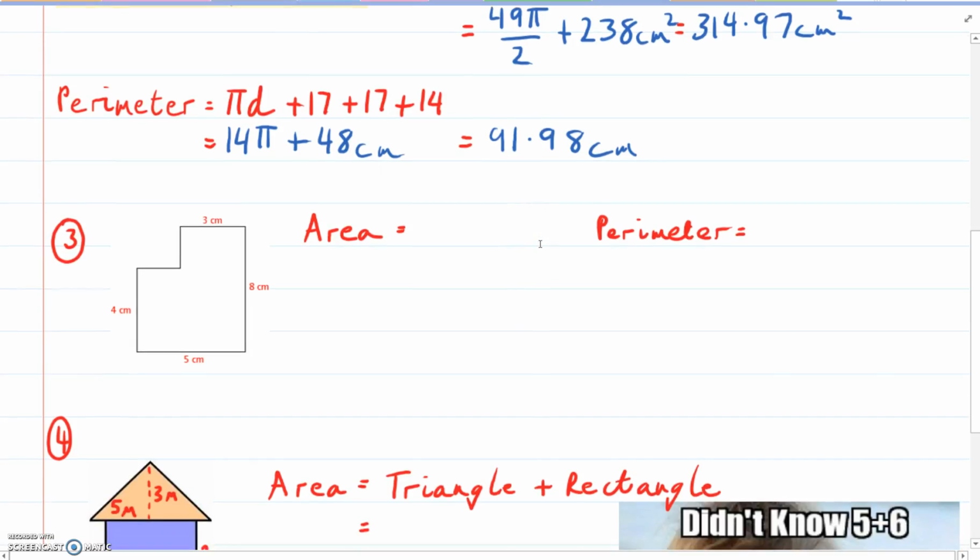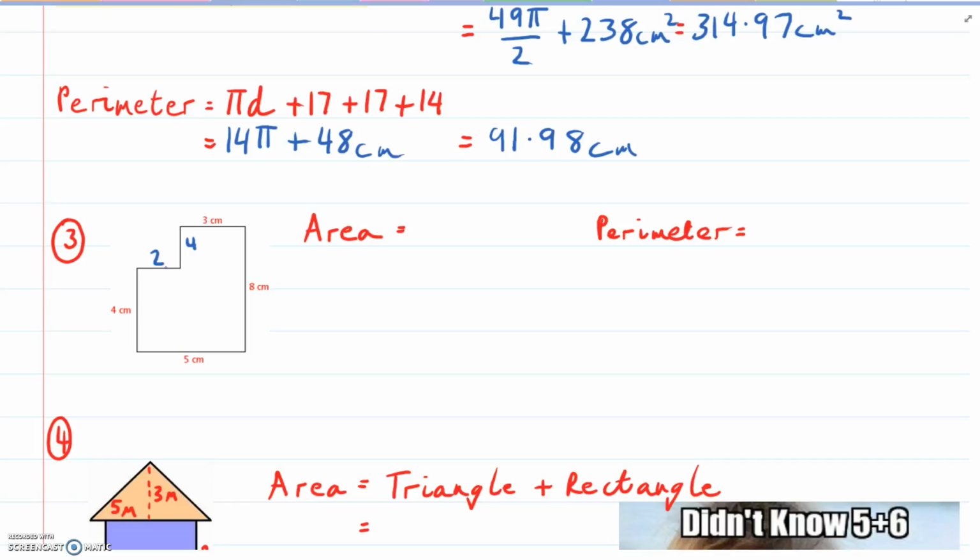Alright, question 3. Let's just write in our unknowns. Again, go by the diagrams and the numbers you're given, not the look of the shape. You'll see what I mean in a moment. This length here is the same as 8 minus 4, which is 4. And this is the same as 5 minus 3, which is 2. Now that obviously doesn't really look in proportion, but that's okay. It doesn't really matter. Just use the numbers that you're given there.